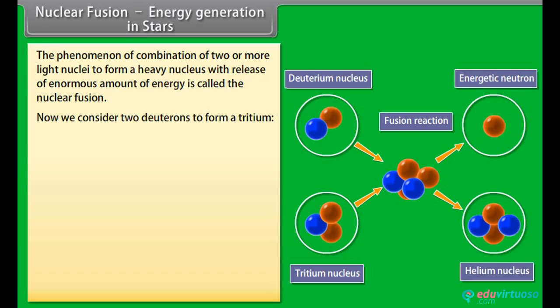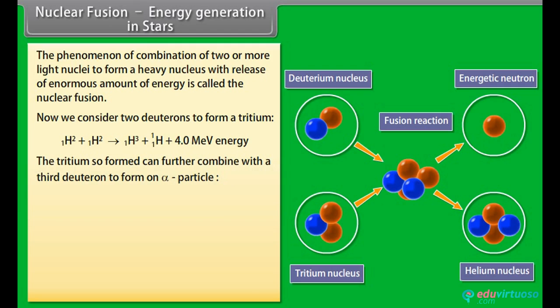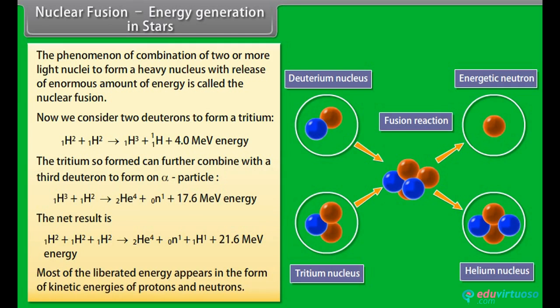Now we consider two deuterons combining to form a tritium. The tritium so formed can further combine with a deuteron to form an alpha particle. The net result is given below. Most of the liberated energy appears in the form of kinetic energies of protons and neutrons.